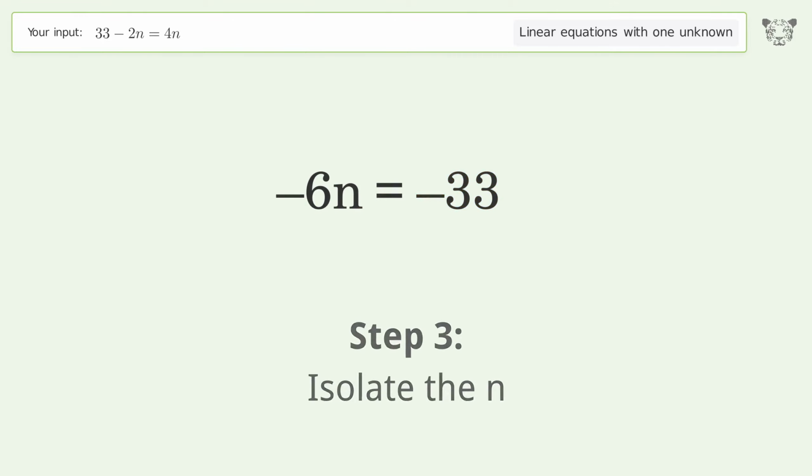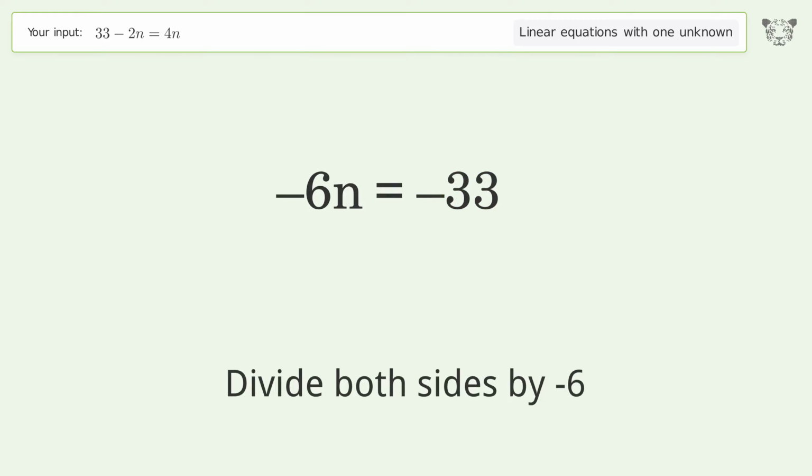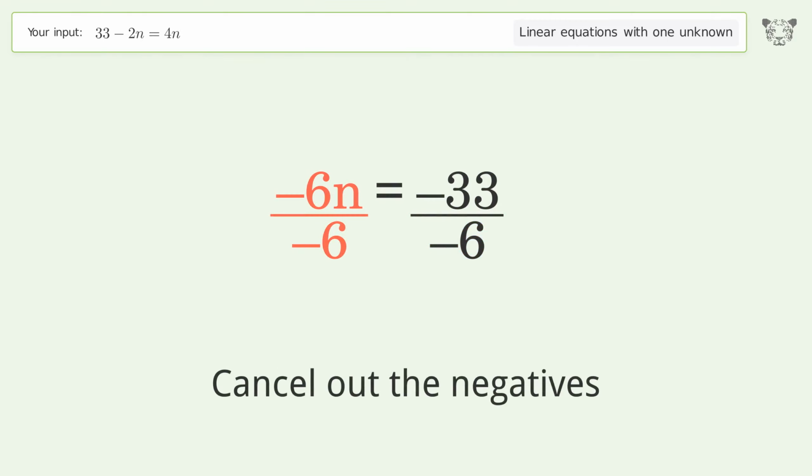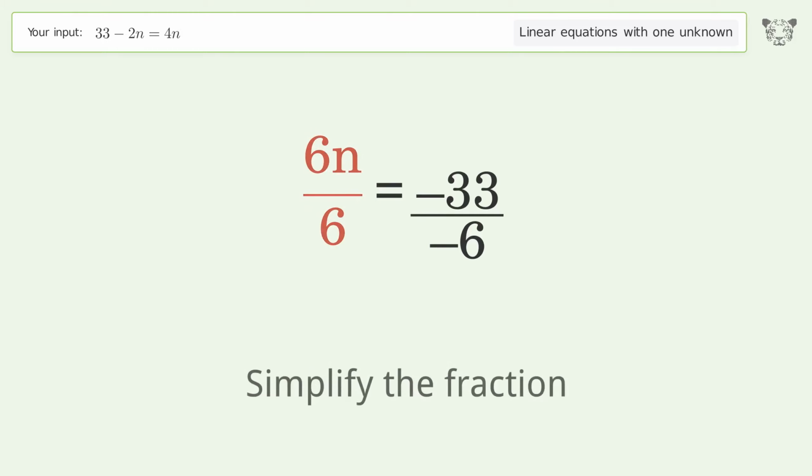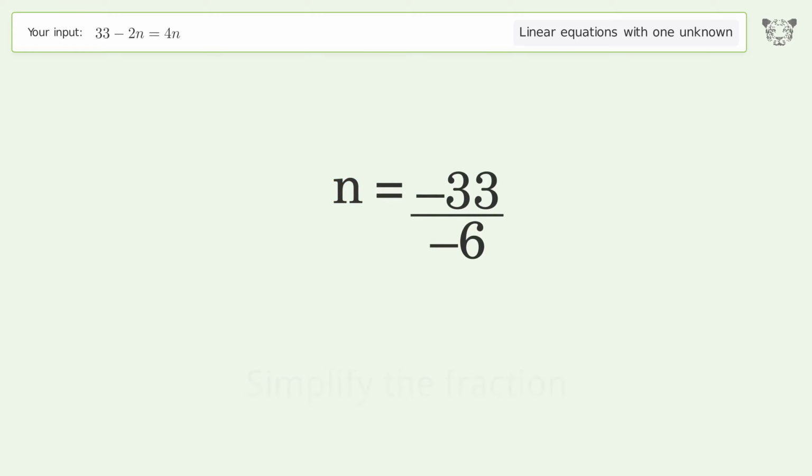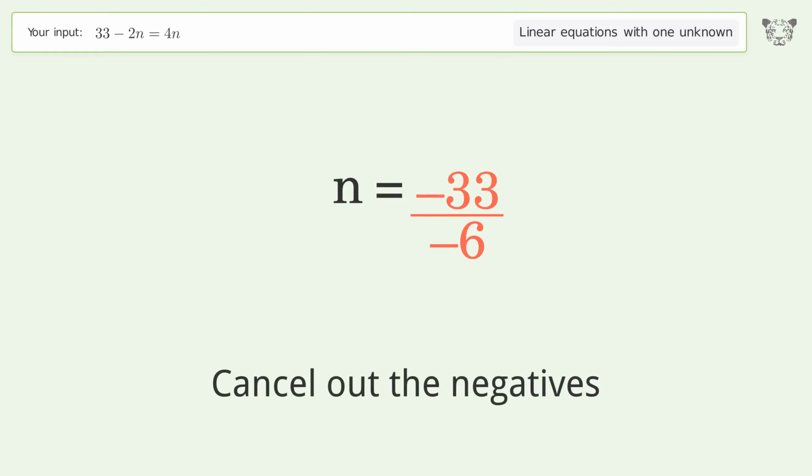Isolate the n. Divide both sides by -6. Cancel out the negatives. Simplify the fraction. Cancel out the negatives.